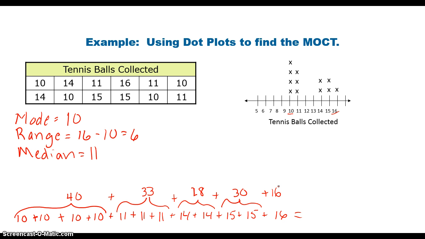Either way, whether you multiply all the groupings to get all the ones that are the same by the number of times they appear, or just add them straight across, you get 147. Then I go back and count. There were 12 data items. So I take 147, I divide it by 12, and I get 12 and 25 hundredths. So that is my mean.